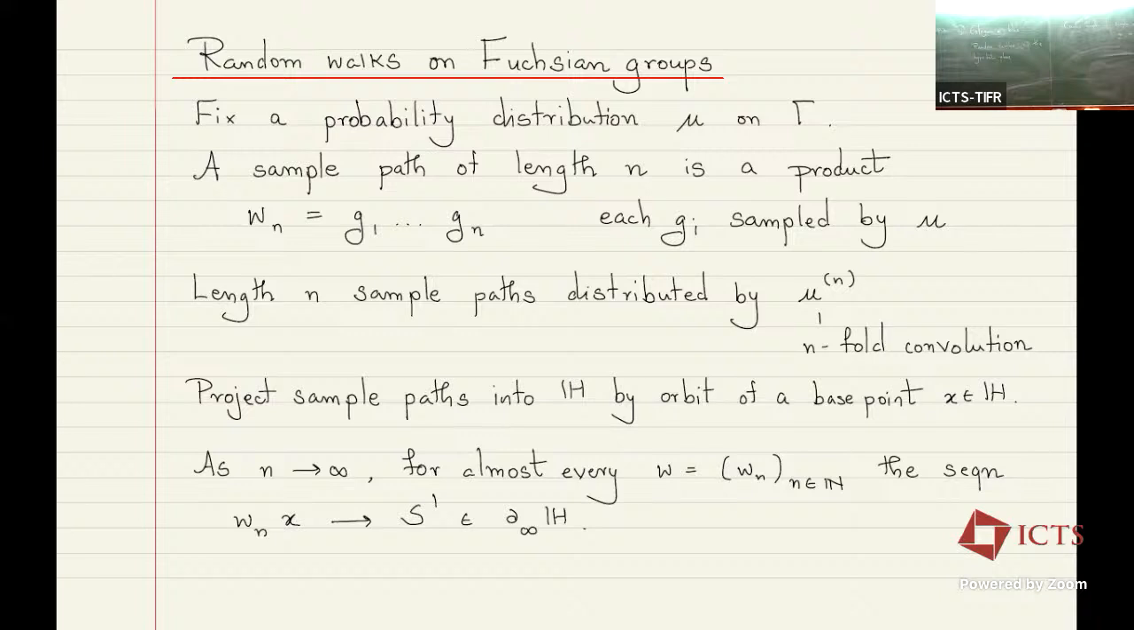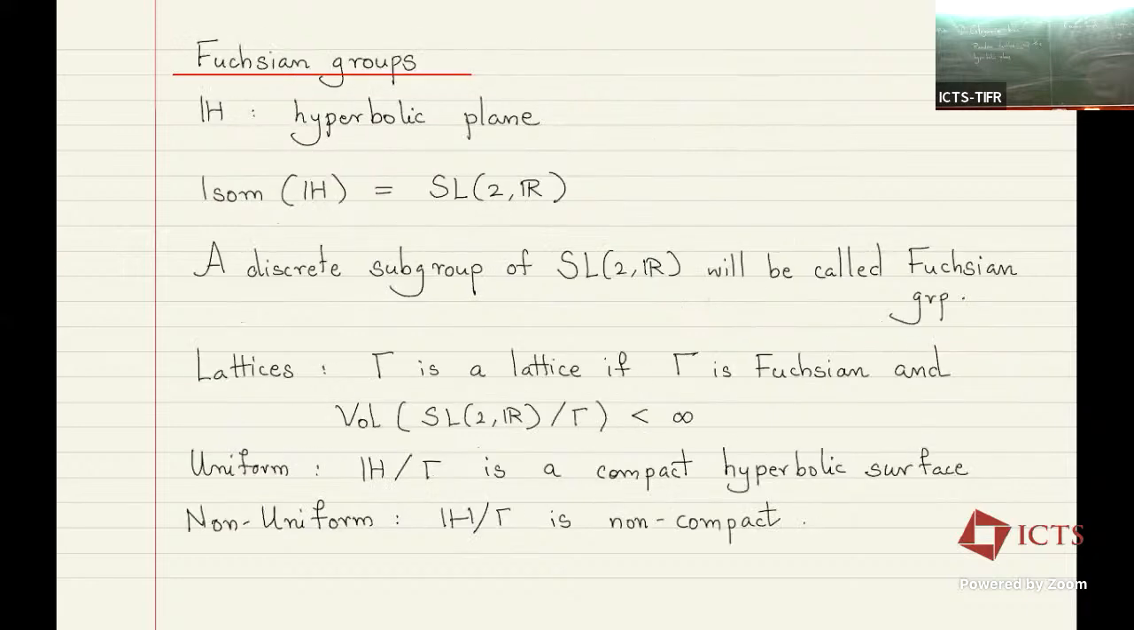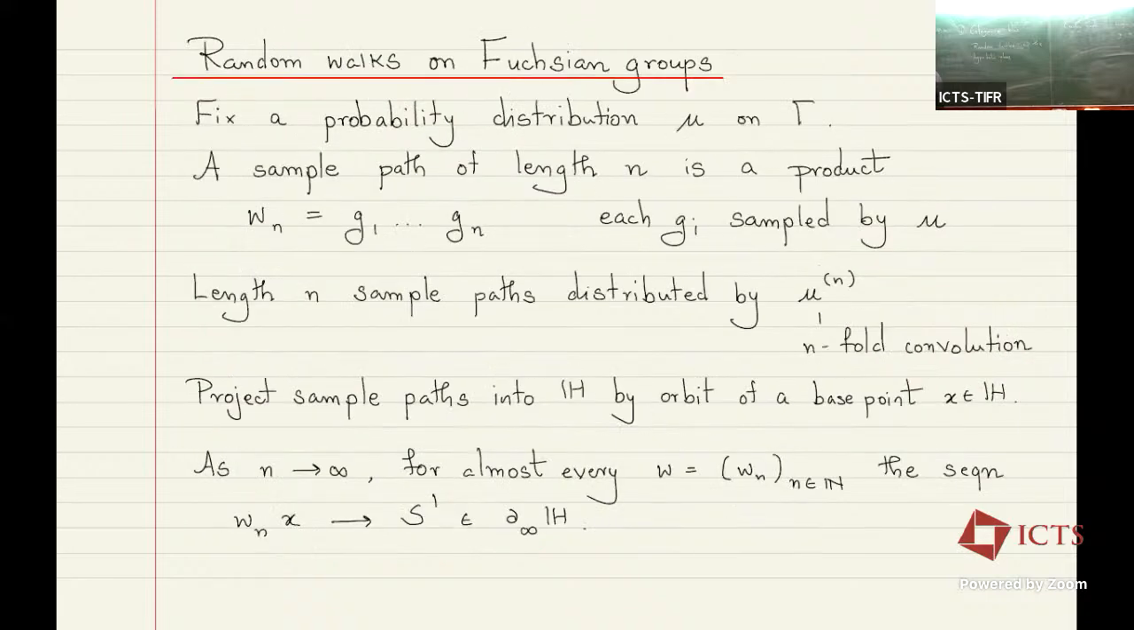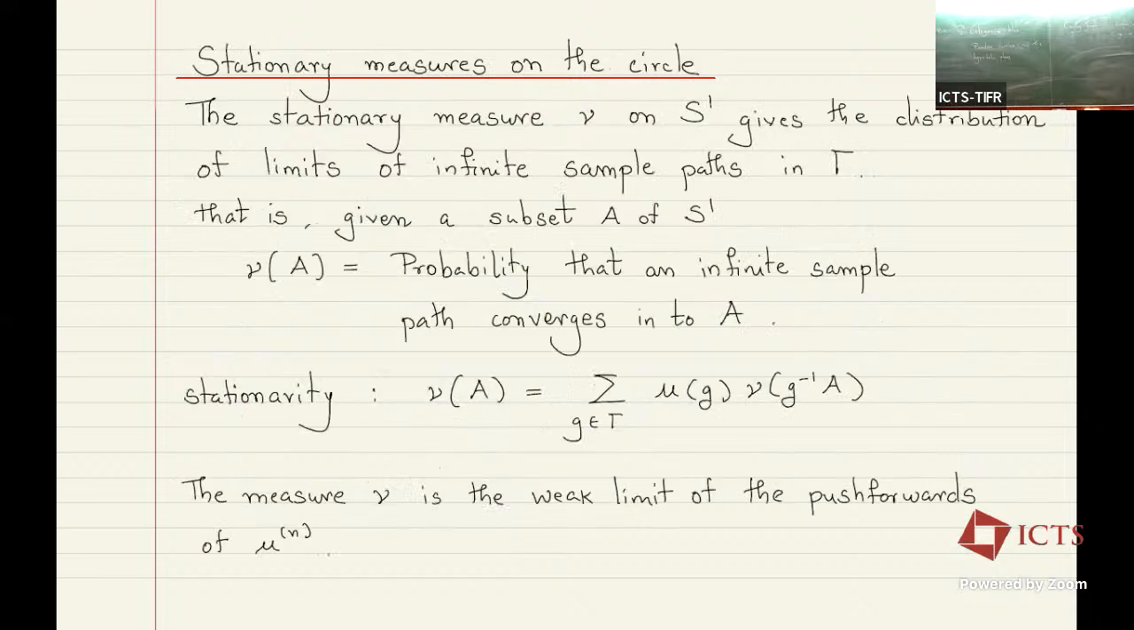And what happens is that as n goes to infinity, for almost every infinite sample path you generate, you see this phenomenon that I showed in the first slide: you drift off towards infinity and converge to a point at infinity. So for almost every sample path, this sequence of points converges to the boundary at infinity, which is the circle in this case. Once you have this convergence, you can define a measure on the circle.